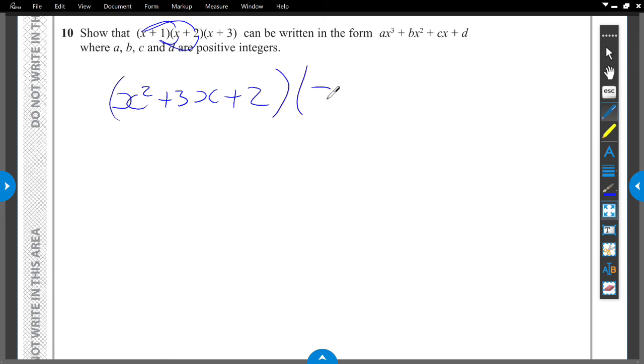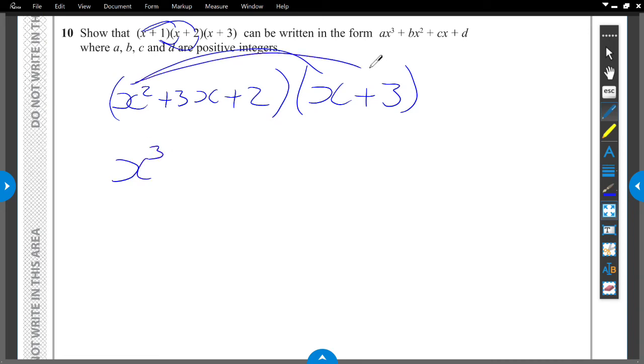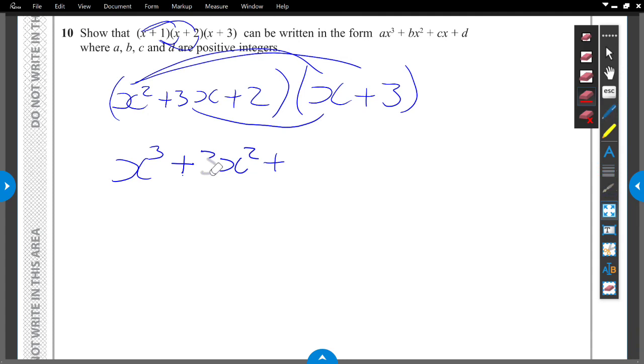And now we're going to expand that against x plus 3. x squared times by x is x cubed, x squared times by 3, that's 3x squared. Now 3x times x, that's another 3x squared. So again, I'm just going to simplify that as I go. That gives me 6x squared.